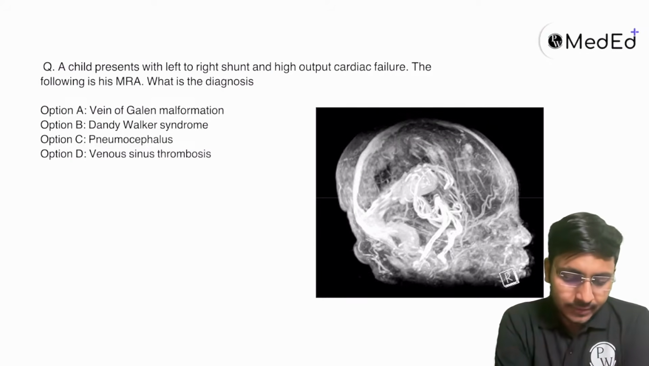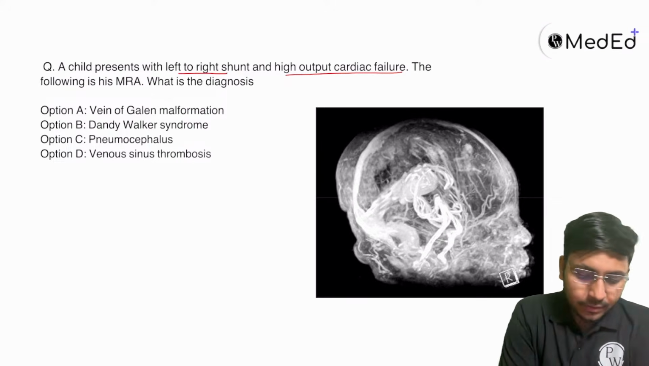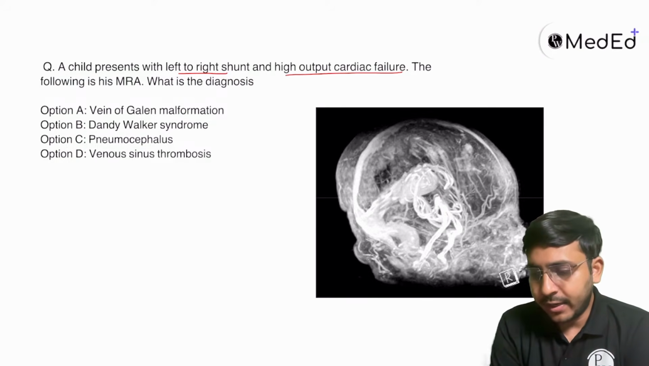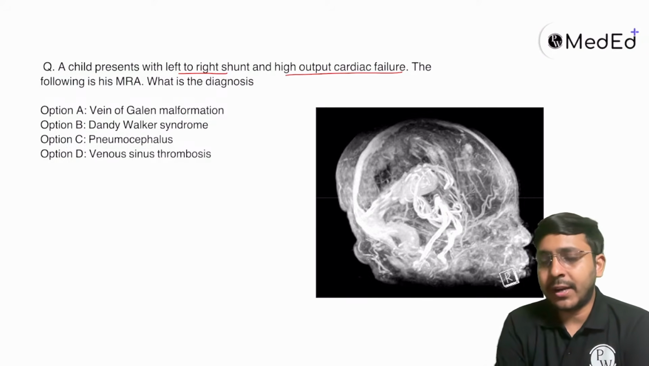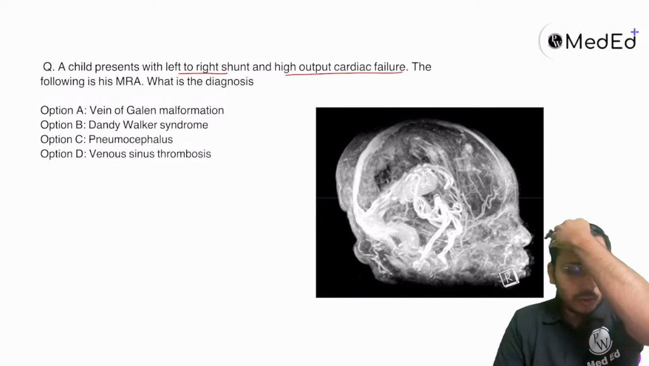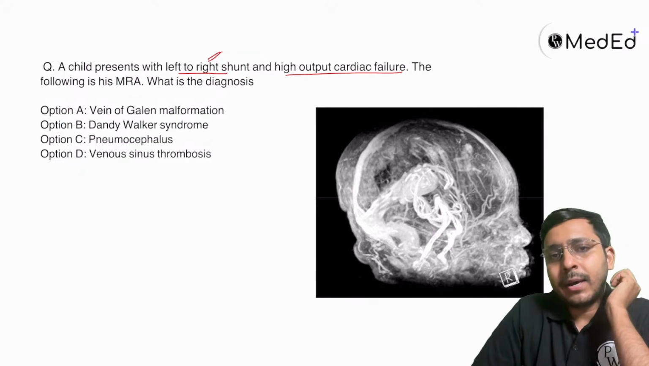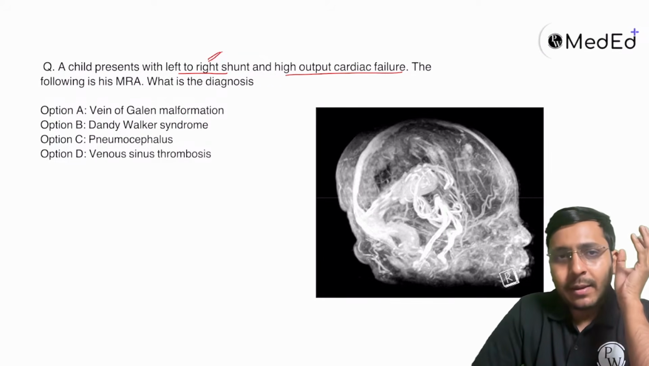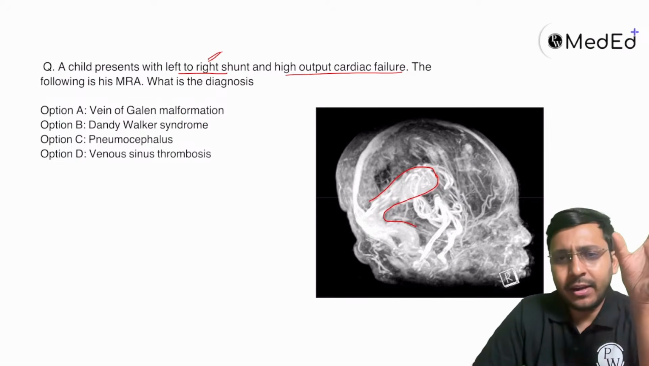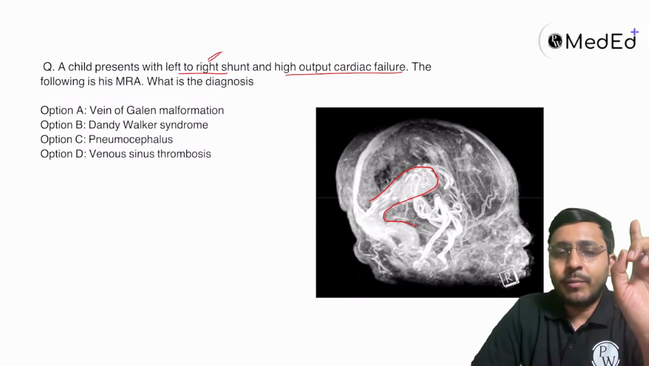Next, a child presents with left to right shunt and a high output cardiac failure. The following is an MR angiogram. What is the diagnosis? Yes, you're right, it is a Stanford type A, as the ascending aorta is involved. Now, what are you seeing on the MR angio of the brain? A dilated vessel in the posterior fossa. A vessel is seen in only one malformation.